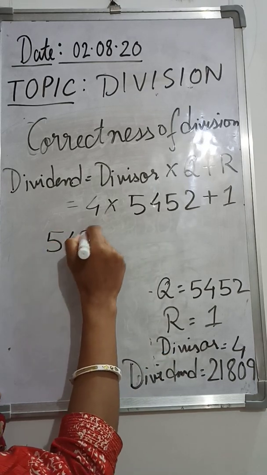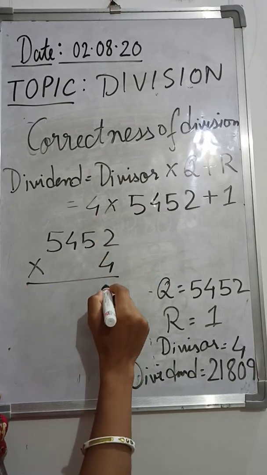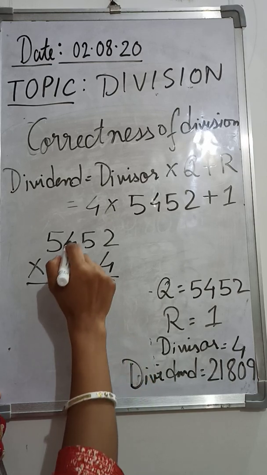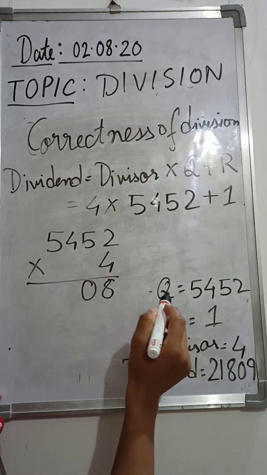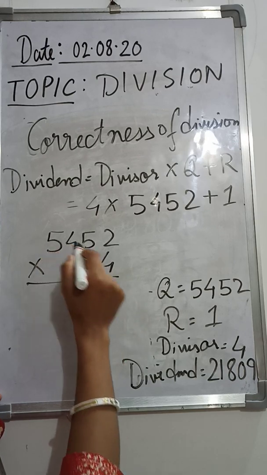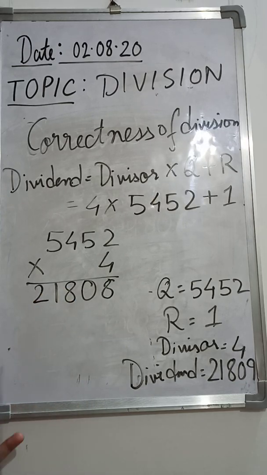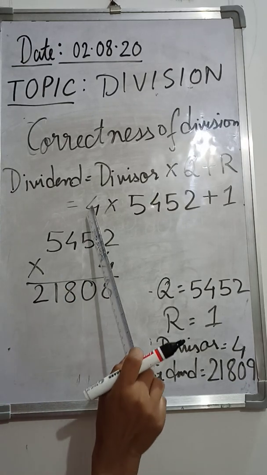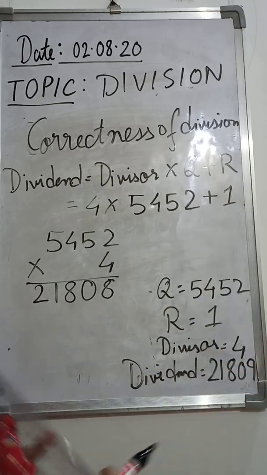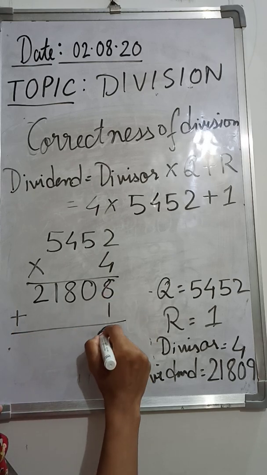So 5452 multiplied by 4. I get 2 times 4 is 8. 5 times 4 is 20. 2 is carried over. 4 times 4 is 16. Then 2 more, 18. 1 is carried over. 4 times 5 is 20. 20 plus 1 is 21. So I got 21808 after multiplying these two numbers. So this part is done. What is left? We have to add a 1 to it. So 8 plus 1 is 9.